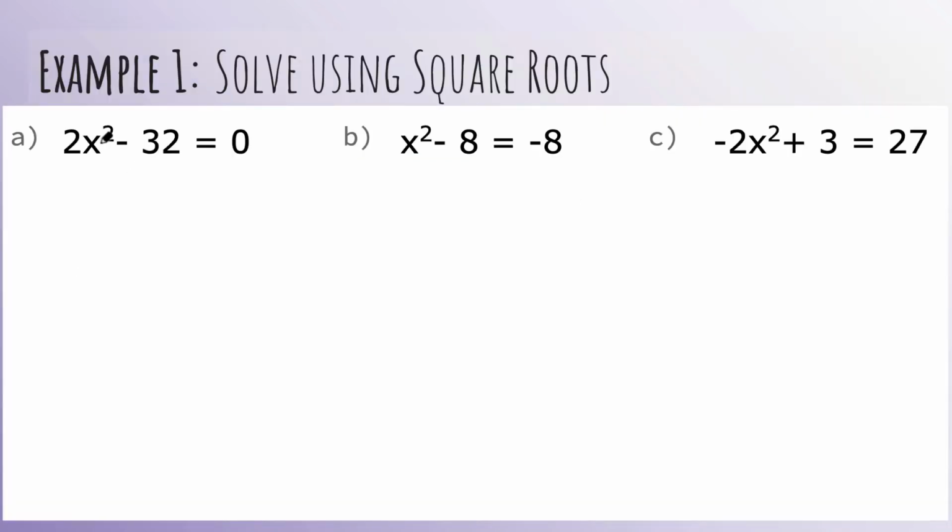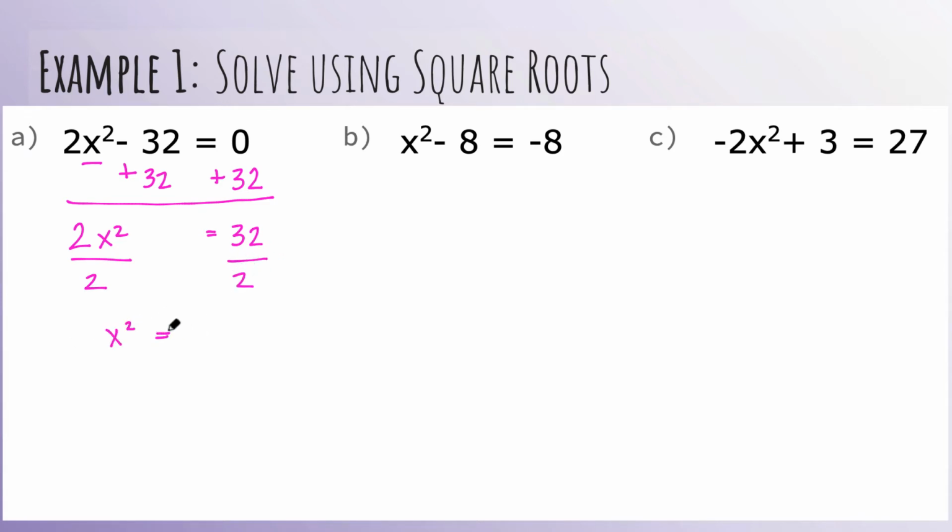Alrighty, let's take a look at our first example. We have 2x squared minus 32 equals 0. Remember, we're solving this quadratic to get x by itself. So our first step is to add 32 on both sides. Remember, you're going to show all your work on your homework. It's 2x squared is equal to 32. Then we're solving for x, so we're going to divide both sides by 2.